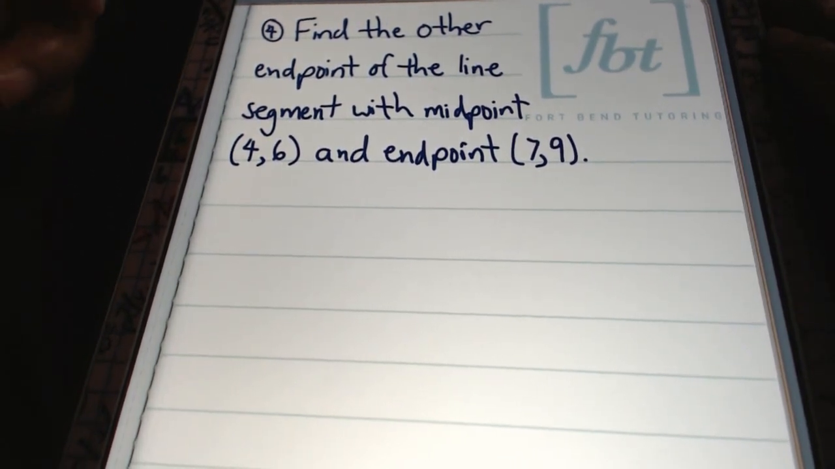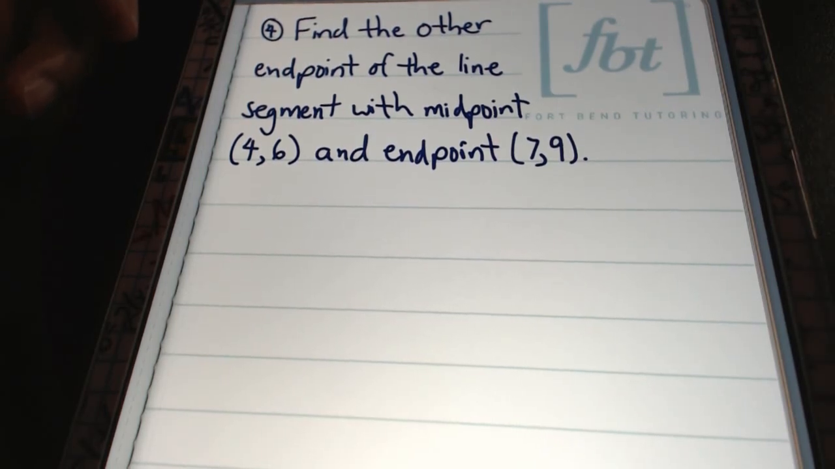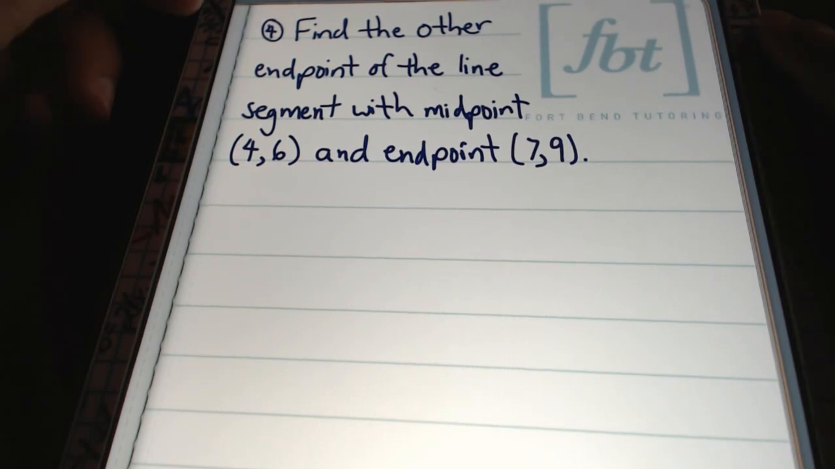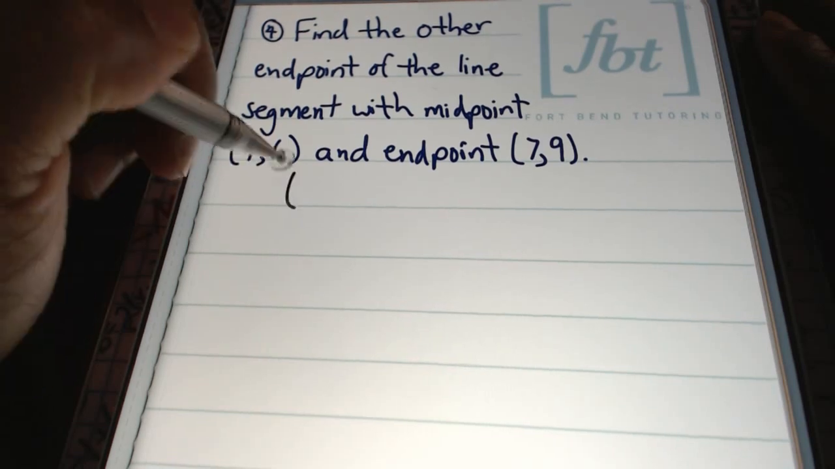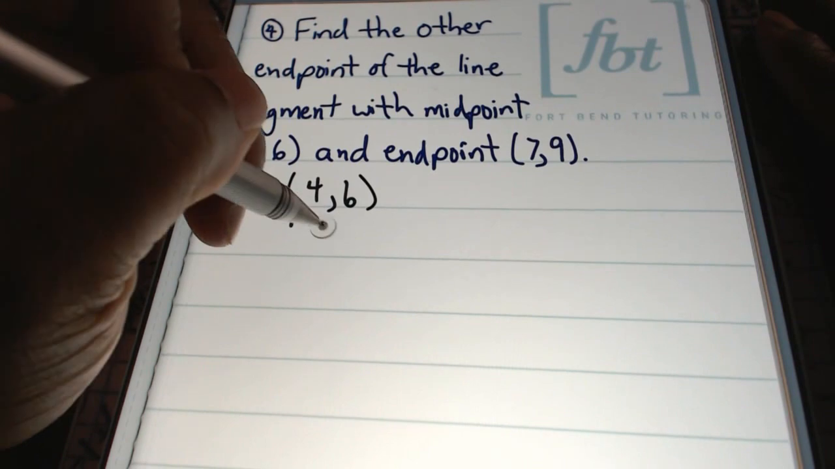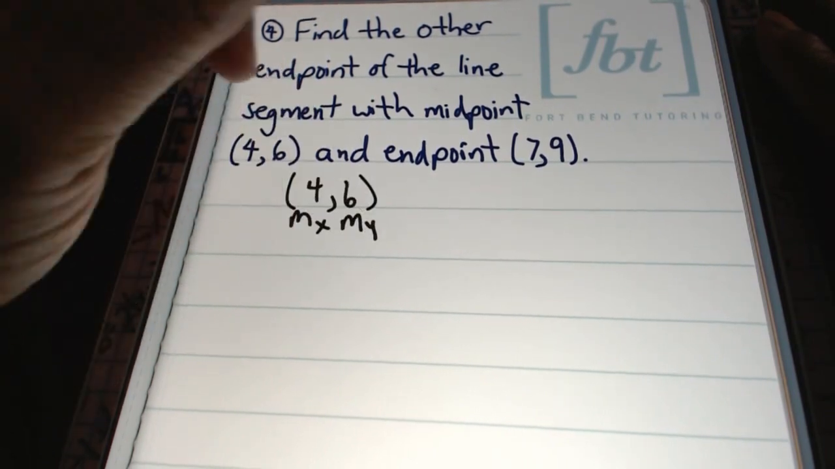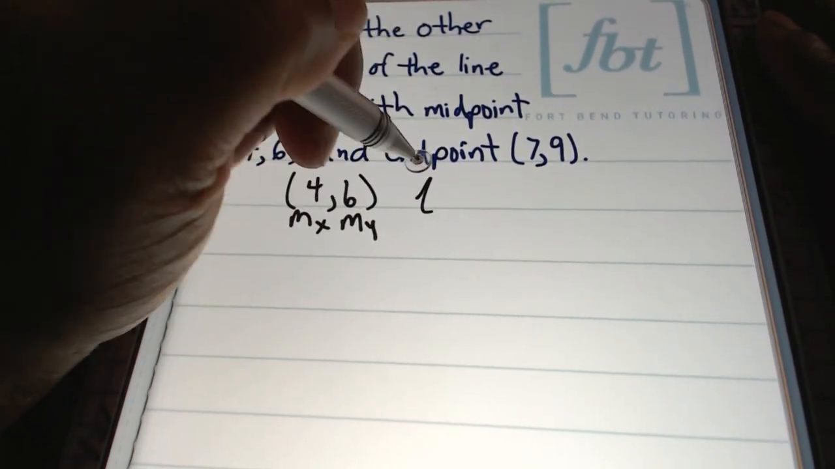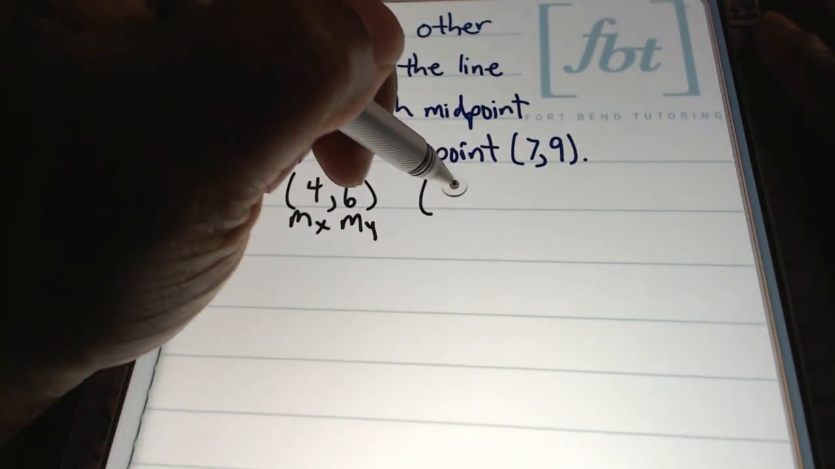In number 4, it says to find the other endpoint of this line segment with midpoint 4, 6 and endpoint 7, 9. So in this case, we're not solving for the midpoint. We already have the midpoint, but we can still utilize the midpoint formula to answer the question. When you're looking at this 4, 6, this is the midpoint's x value and the midpoint's y value. And one of the endpoints that we're given is 7, 9.